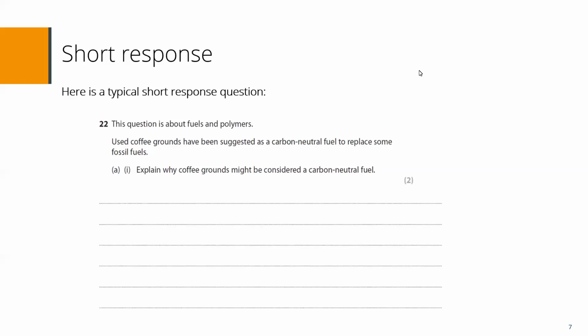There's a typical short response question. This one is only worth 2 marks. You will see that there are a lot of lines left, 6 marks left. That is much more than is needed to be able to answer this particular question. Students should not feel that they have to fill up all the space available, and the time that they spend on a particular question should be reflected by the marks available. In general, they should be spending about 1 minute per mark, so no more than 2 minutes to answer that particular question.